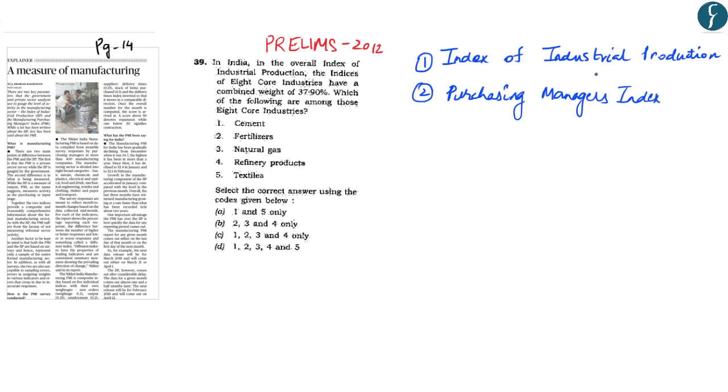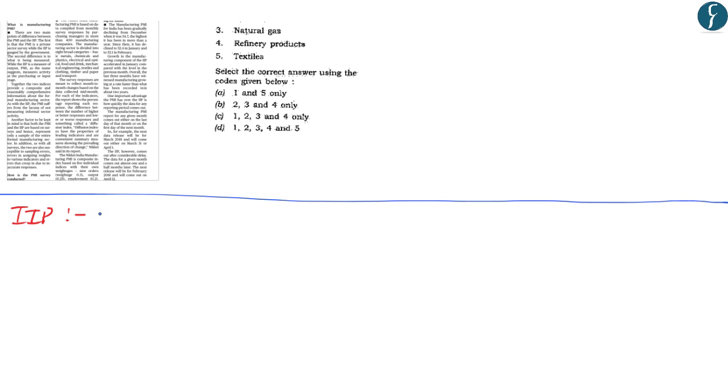A question pertaining to IIP has also been asked in the past in the prelims exam, which said: In India, in the overall Index of Industrial Production, the indices of 8 core industries have a combined weight of 37.9%. Which of the following are among these 8 core industries? So let us first understand the concept of IIP and PMI, and then we will come back to this question. We will start with IIP.